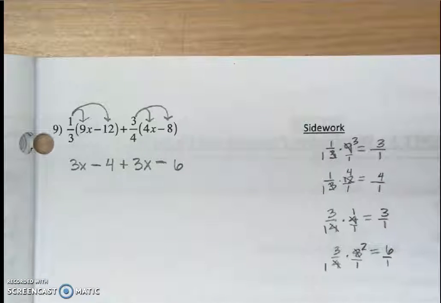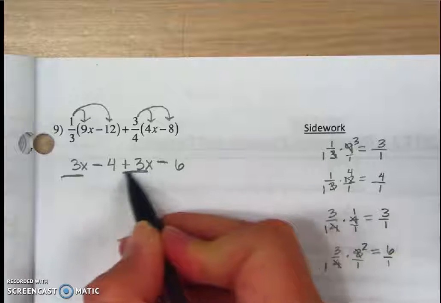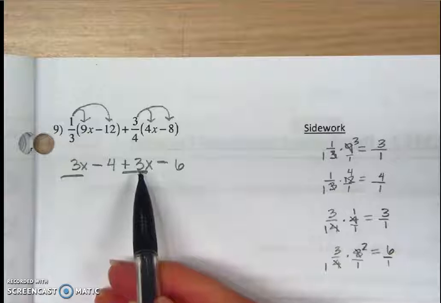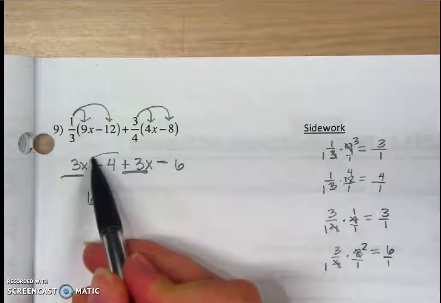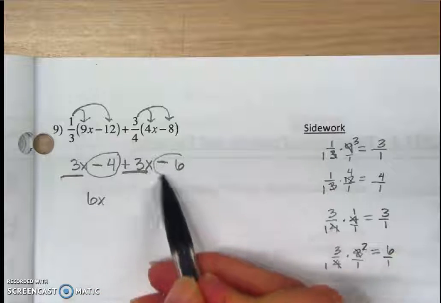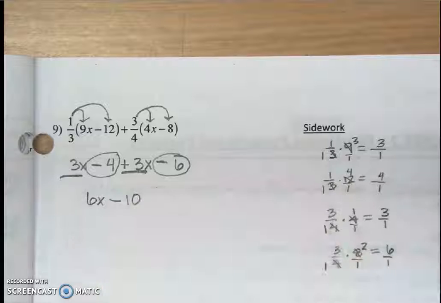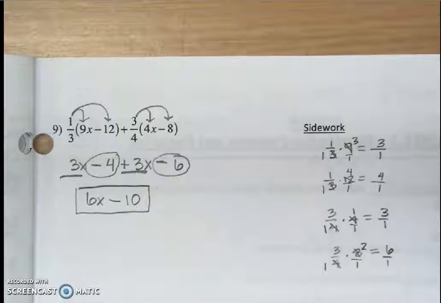Once again, we have some terms to combine. We have 3x plus 3x. Notice I also underlined the sign in front of it. 3x plus 3x is going to be 6x. And then my constants are a -4 and a -6. And so altogether, we're taking away 10. And so that would be our totally simplified expression.